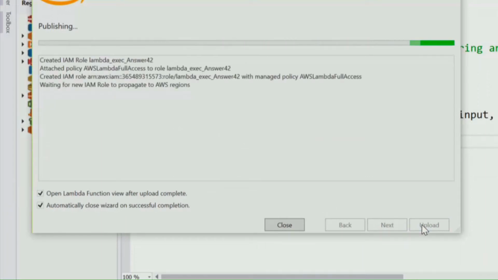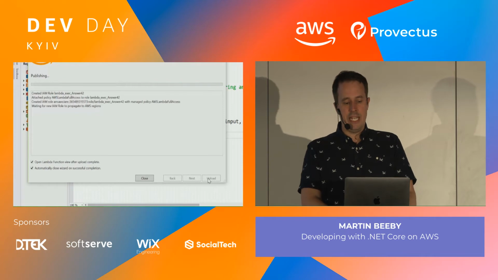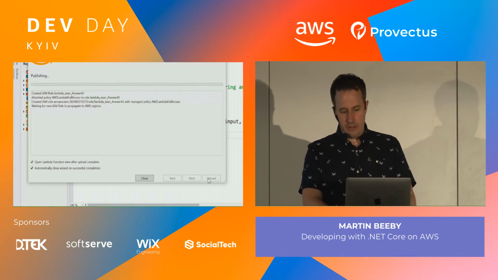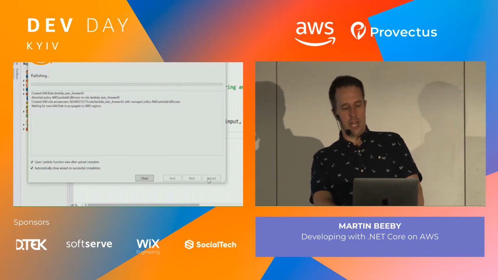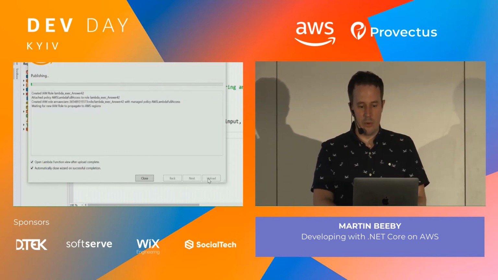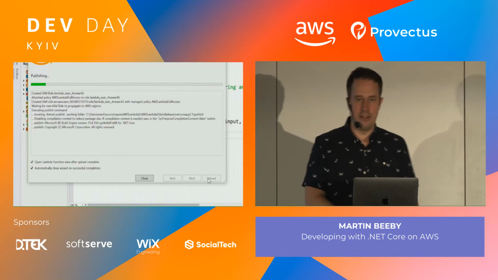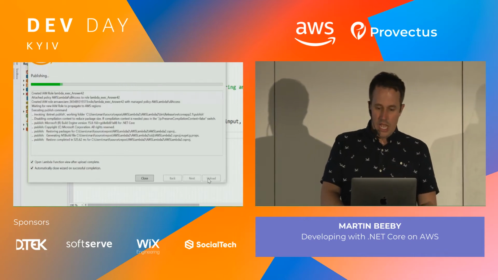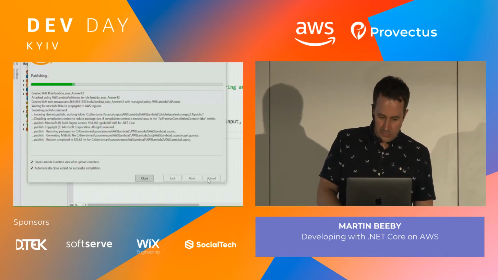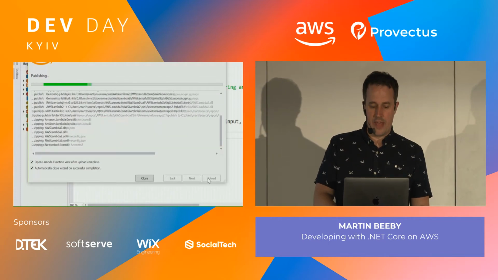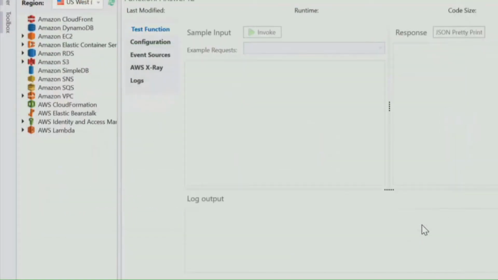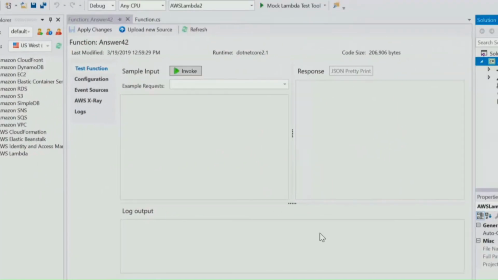That IAM role is going to give the function the ability to access other AWS services. Our function doesn't really need very many other AWS services, but if I was calling Rekognition or another service, I would need to make sure that the IAM role had those permissions. And I deploy it. You can see it's just doing a .NET build. It's packaged it into a zip file, and then it uploads it.